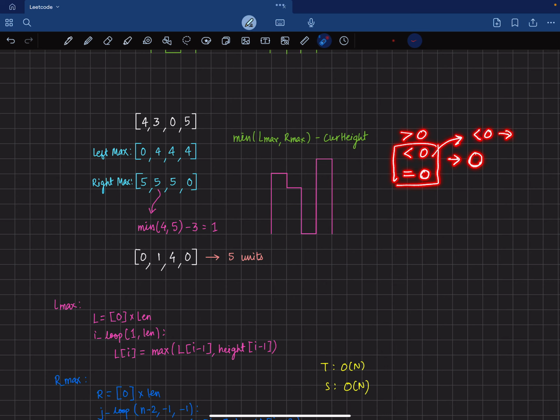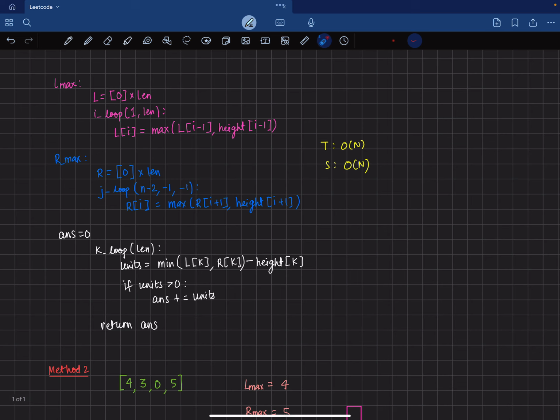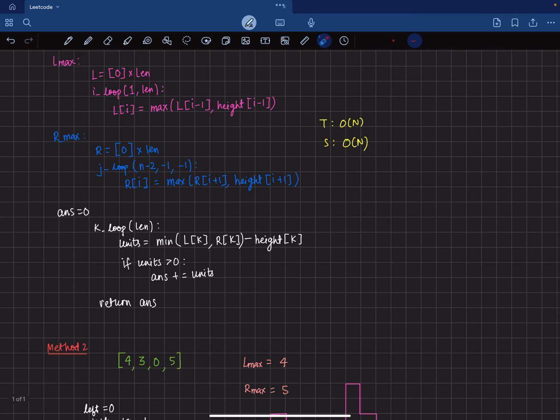If it is less than 0, you can think that our water is getting spilled, okay? And we cannot trap. So for negative or 0, the amount of water stored in units term will be 0. The water will only be captured if the units is positive. And this units is getting completed over here.